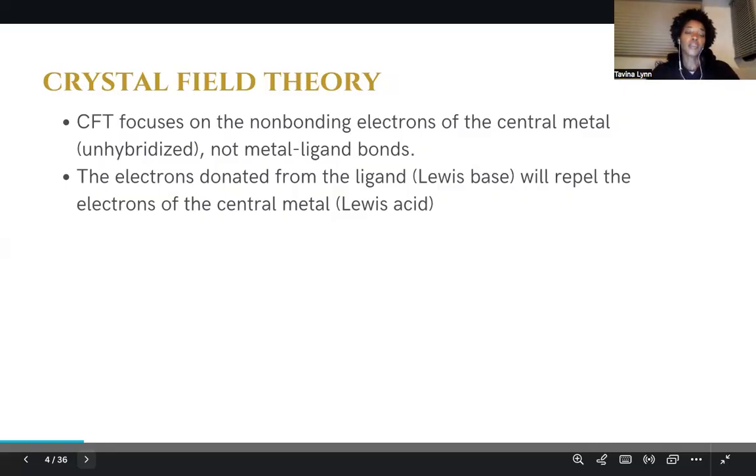And because electrons are negative, in this coordination complex the Lewis acid receives electrons from our Lewis base. In the case of coordination complexes, our Lewis base are these ligands that we talked about, and our Lewis acid is the central metal. So electrons are negative, and we have some electron repulsion happening between the Lewis base and Lewis acid, or the ligand and the central metal ion.